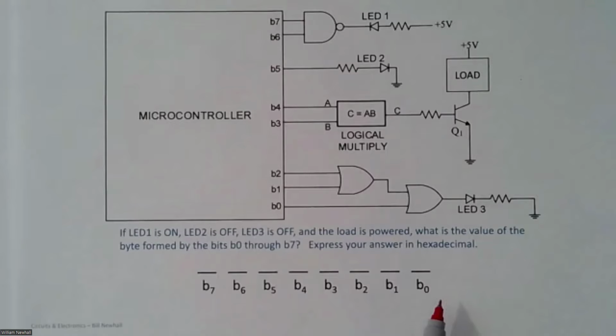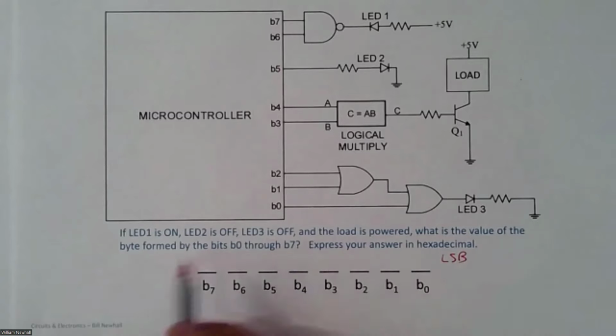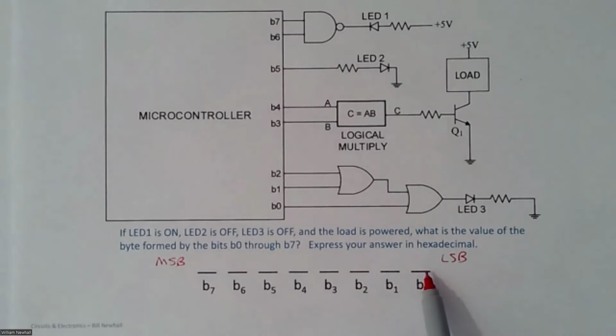This is one way to label the bits of, in this case, a byte. B0 is the least significant bit, right? The LSB, that's what that's called. B7 is the most significant bit, the MSB. And so this is least significant because B0 is in the 2 to the 0 power position. And this is most significant because B7 is in the 2 to the power of 7 position.